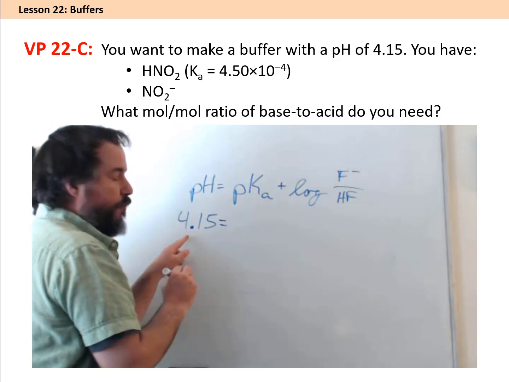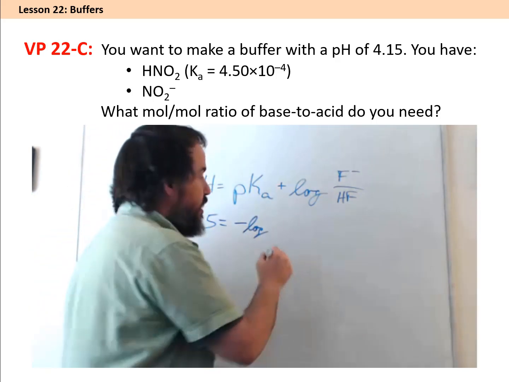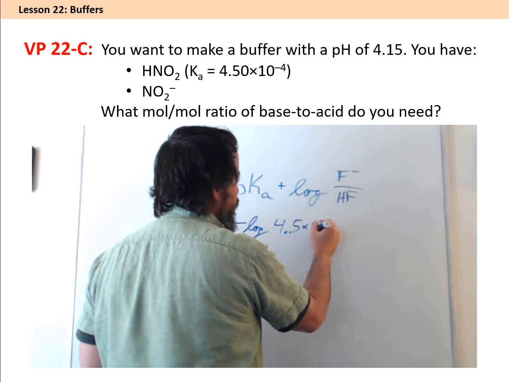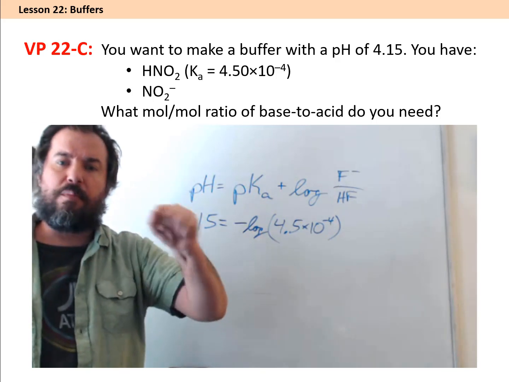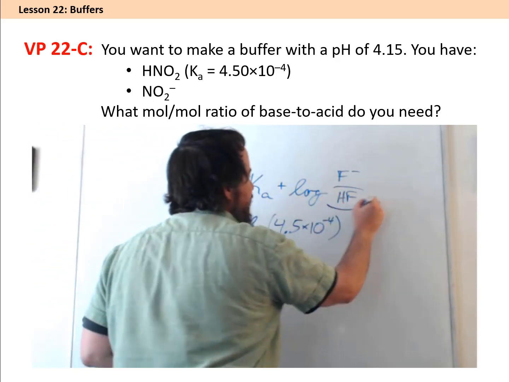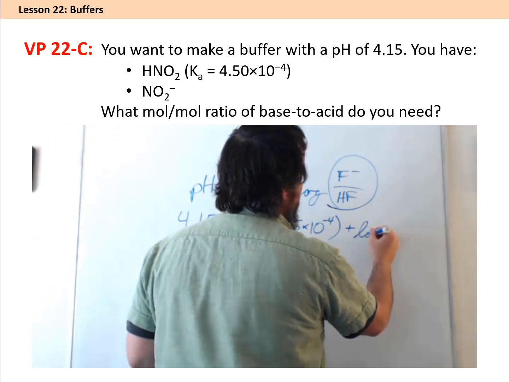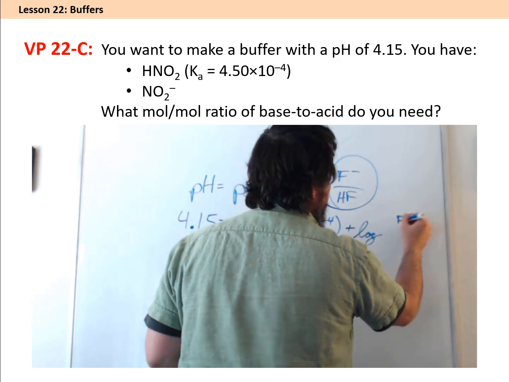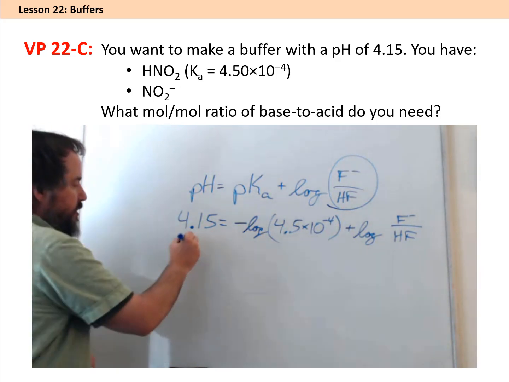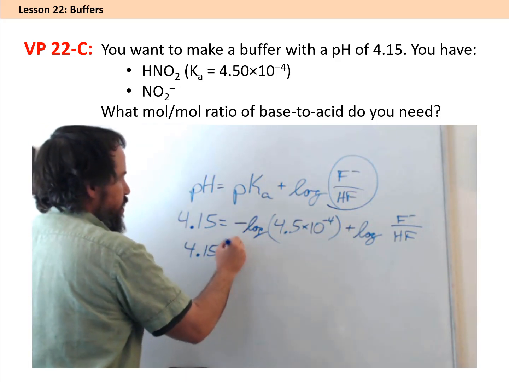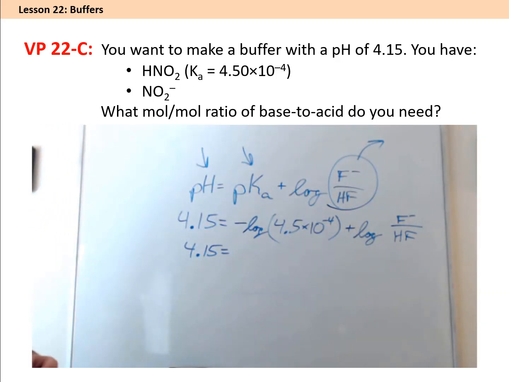All right, so this 4.15 equals negative log. We have our Ka, that's 4.5 times 10 to the negative 4. Okay, and what's it asking for? It's asking for the mole-to-mole ratio of base to acid. That's this value. Okay, so we have pH and pKa. Now we want to find this. Okay, all right, so this is 4.15. So we're given this, we want to find this.